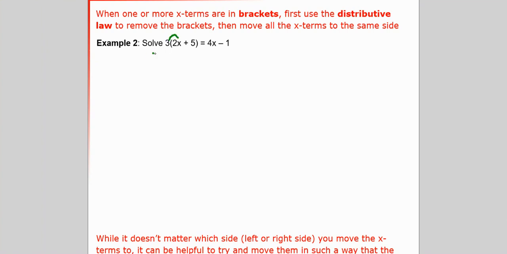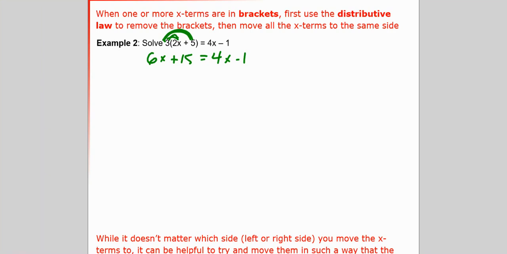So 3 times 2 is 6x. 3 times 5 is 15. Don't forget that second time. I always see kids forget. They do it to the first one, and they forget to do the second distribution. That's the whole point of it. Otherwise, it wouldn't be very helpful.